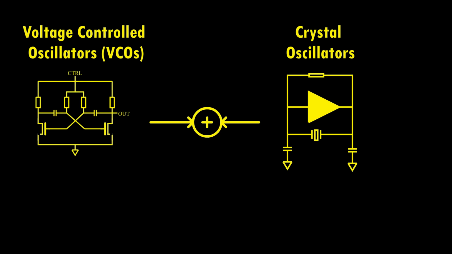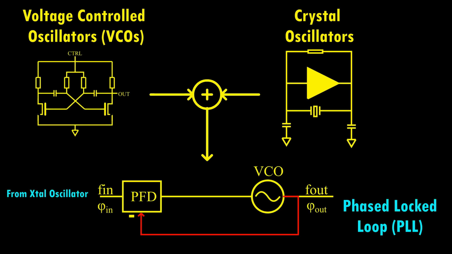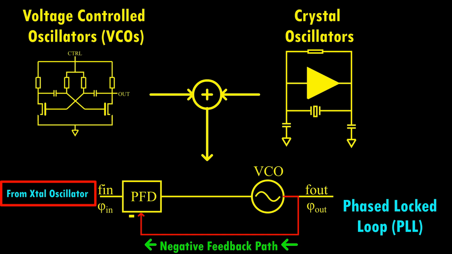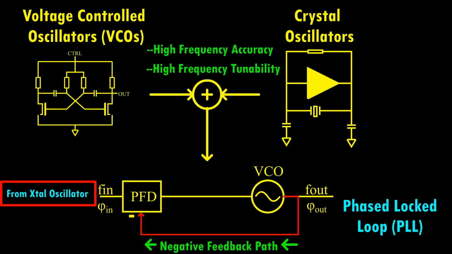The answer is yes, through a clever circuit called a phase-locked loop, or PLL in short. As the name suggests, a PLL locks the phase of the VCO to that of a crystal oscillator using negative feedback. By doing so, the VCO inherits the accuracy of the crystal oscillator while retaining the tunability of a VCO.